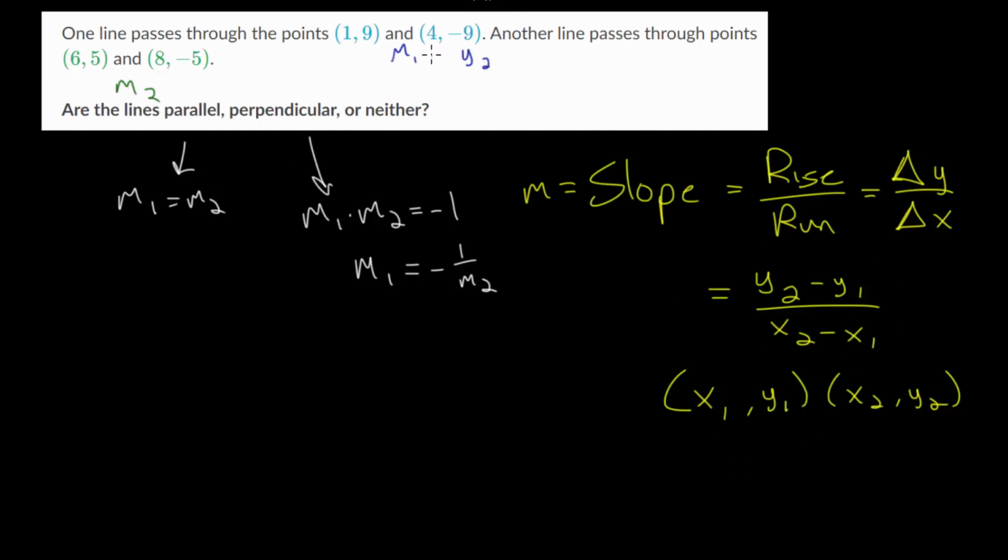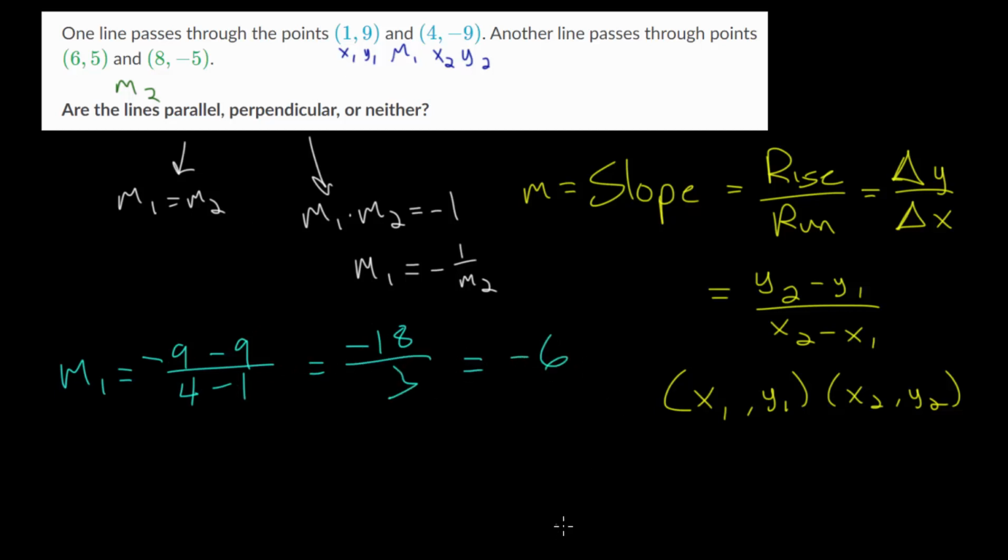We can call this y2 and x2. This could be y1 and x1. Plugging those in, the slope of the blue line, which we called m1, is the difference in the y values, y2 minus y1, so -9 minus 9, over x2 minus x1, which is 4 minus 1 in the denominator. So that's -18 over 3, which is negative 6.